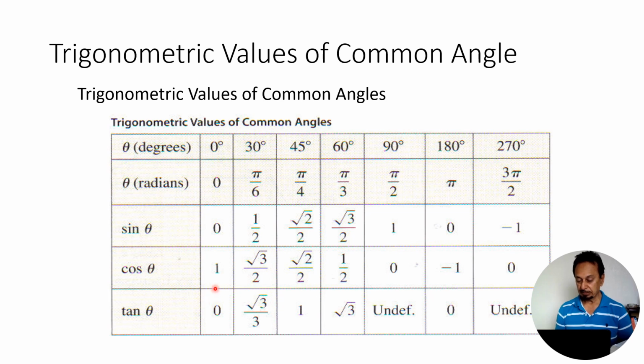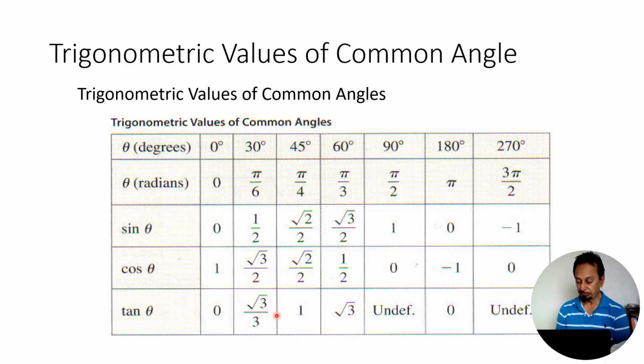Cosine theta, when theta is 0, is 1. Cosine 30 degrees, or pi over 6, is square root of 3 over 2. Cosine 45 is square root of 2 over 2. Cosine 60 is 1/2. Cosine 90 is 0. Cosine 180 degrees is -1. Cosine 270 is 0. Tangent 0 is 0.